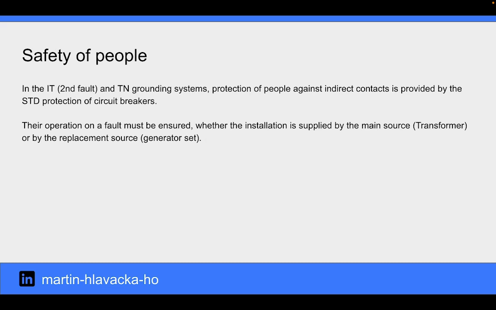Safety of people. In the IT and TN earthing systems, protection of people against indirect contacts is provided by the STD protection of circuit breakers. Their operation on a fault must be ensured whether the installation is supplied by the transformer or by the generator set.